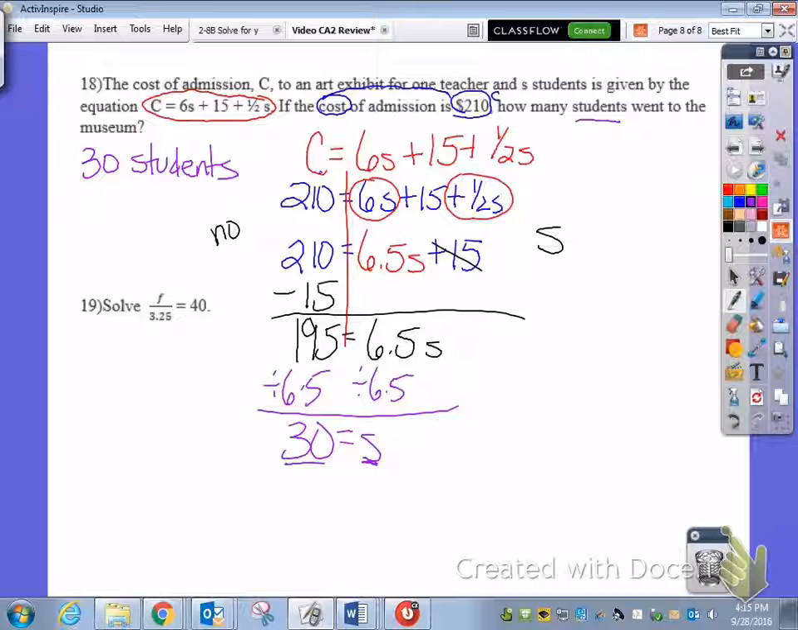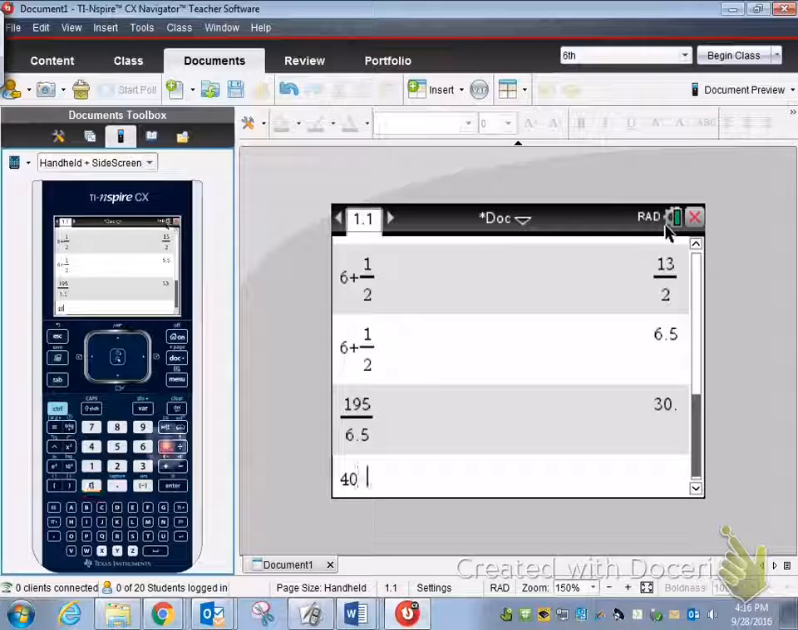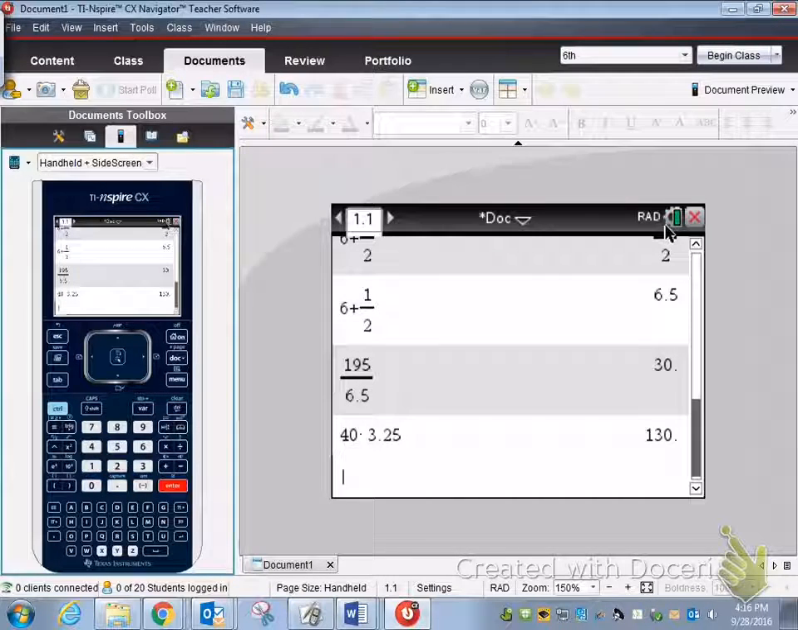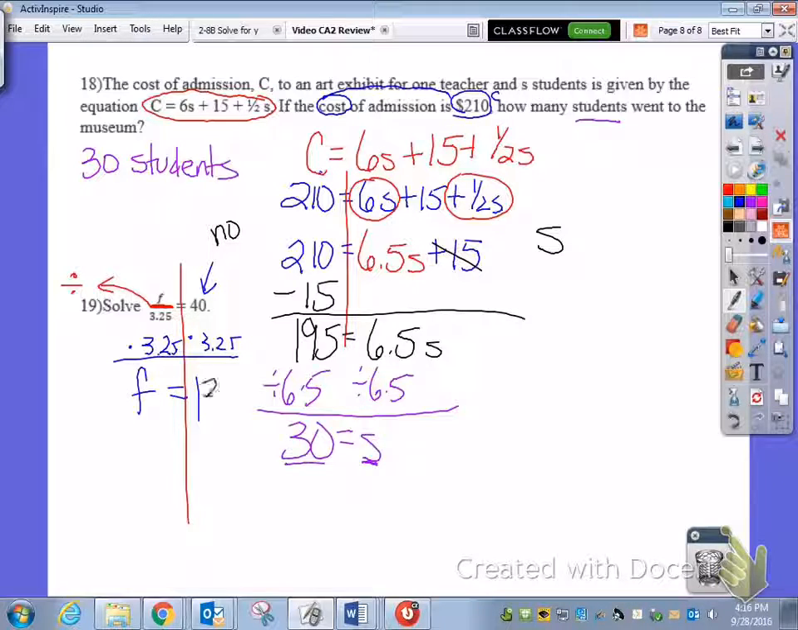Okay. And then number 19. So a lot of students miss these kind of problems. You don't want to miss one like this. The opposite, that bar means division. That right there is division, in case you forgot. So the opposite of dividing is multiply. So I'm going to multiply by 3.25. Okay? So F equals, and so we start from the top. So you've got 40 times 3 and 25 hundredths. Oops. Make sure you type it in correctly, and that's 130. So F equals 130, and that's it.